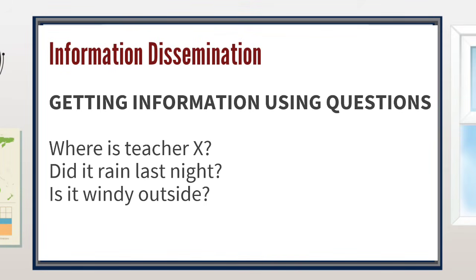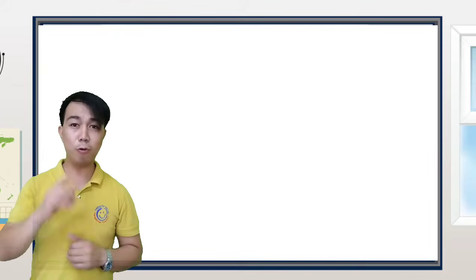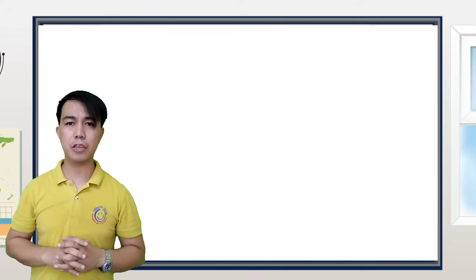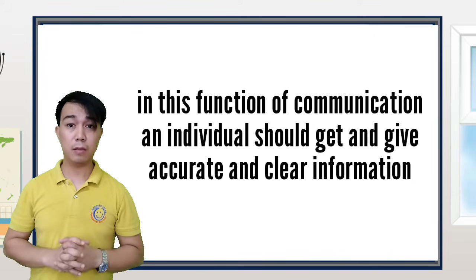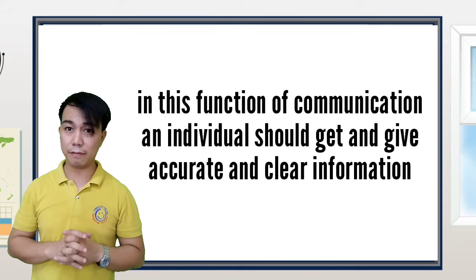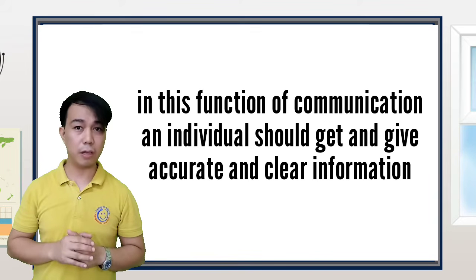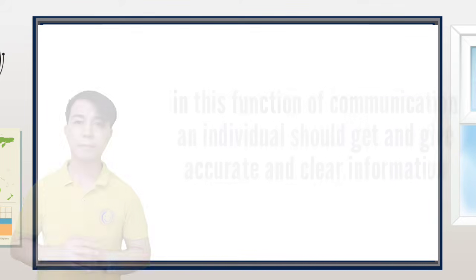Getting information using questions. Where is teacher X? Did it rain last night? Is it windy outside? Take note that in this function of communication, an individual should get and give accurate and clear information.